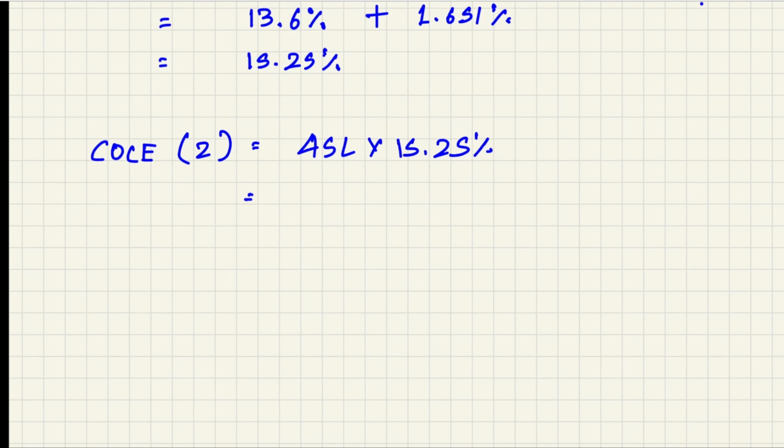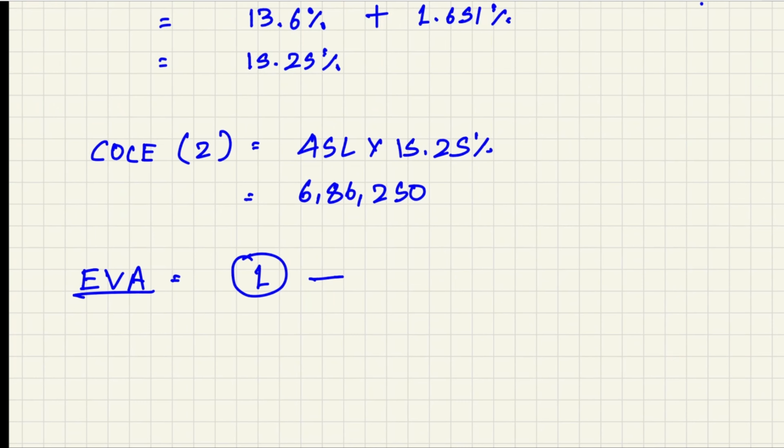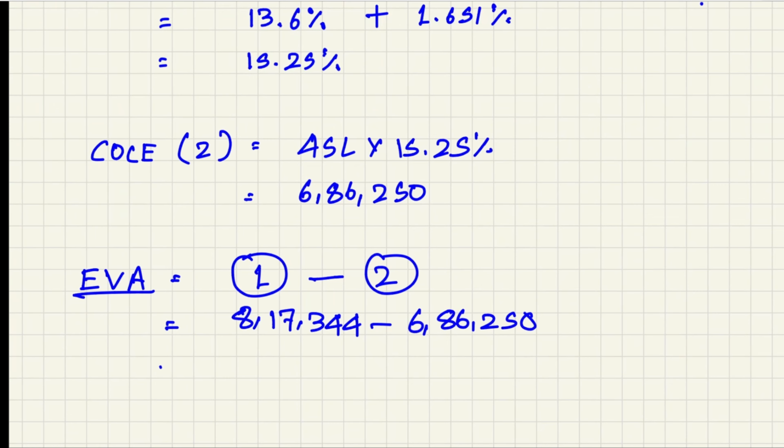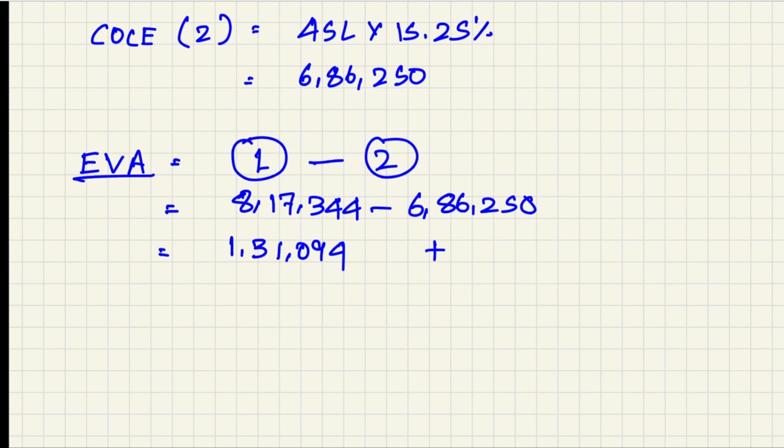This will give me a value of 6,86,250. Now I have calculated 1 and 2. EVA is equal to NOPAT, which is 1, minus cost of capital employed, which is 2. So 8,17,344 minus 6,86,250. This will give me a positive value of 1,31,094. If the value is positive, that means it is adding value. If this value is negative, means the value is getting destroyed.